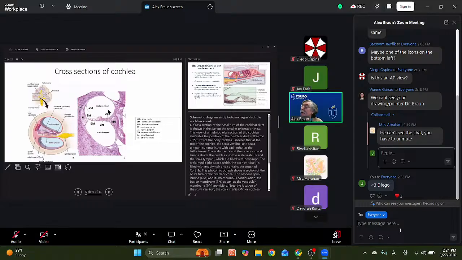Okay. There's a lot of details in here. I'm not going to go over all the details, but this gives you the basic outline of what you see in a transverse section of the cochlea, and the actual cochlear duct per se is also known as the scala media, which contains the organ of Corti.